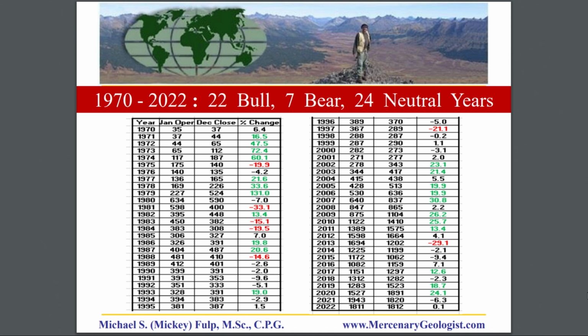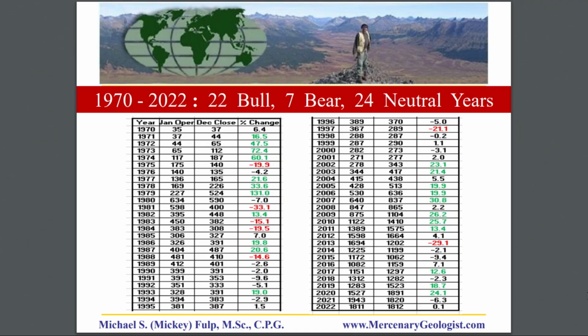And what we found, this is 1970 to 2022, January open of gold on a yearly and December close with a percent change. We define bull markets as anything greater than a 10% rise in gold. We define bear markets as anything greater than a 10% loss in gold over the year. And then neutral years are anything less than plus 10, greater than minus 10, so that 20% range in there.